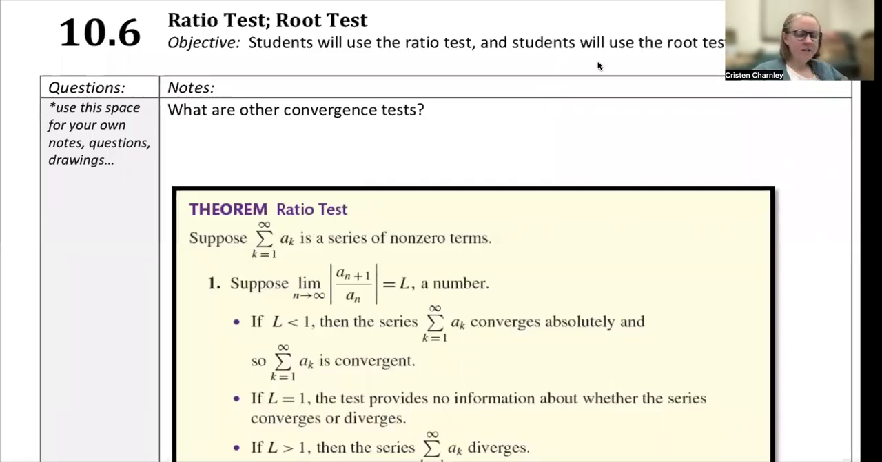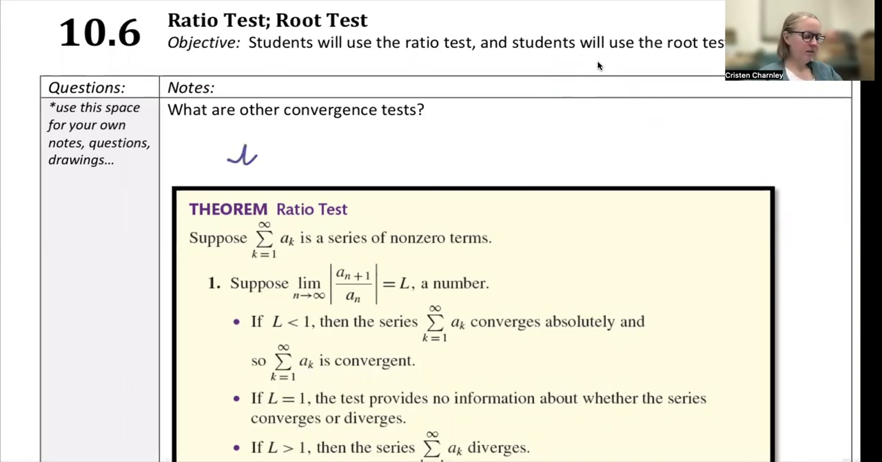All right, looking at section 10.6, the ratio test and the root test. Students will use the ratio test and students will use the root test. These are probably two of the nicest tests that we have to use. And that ratio test will be useful later when we go to talk about the radius of convergence and the interval of convergence. So what are other convergence tests?